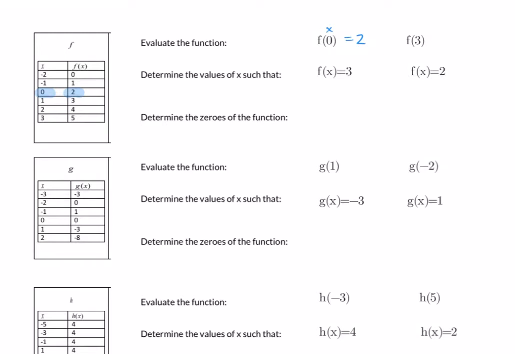Similarly, let's try one more. If we want f of 3, again, I want to know what is y when x is 3. So looking at our table, we're going to go to our x column. We're going to find where x is 3, and I want the corresponding y value. So f of 3 is equal to 5.